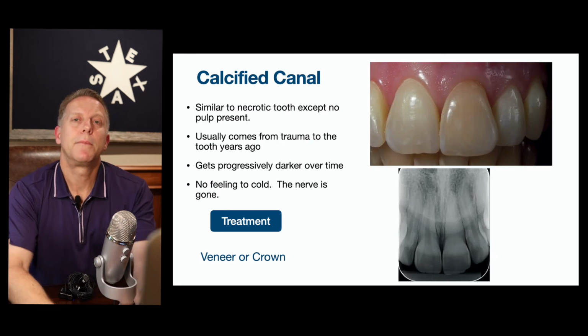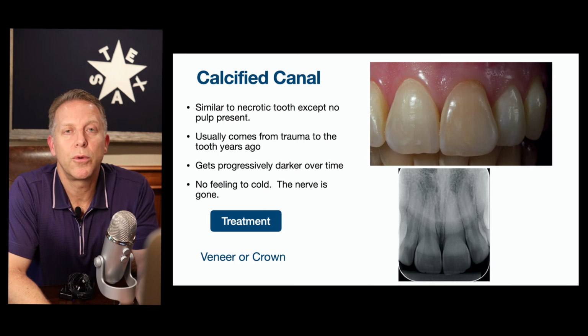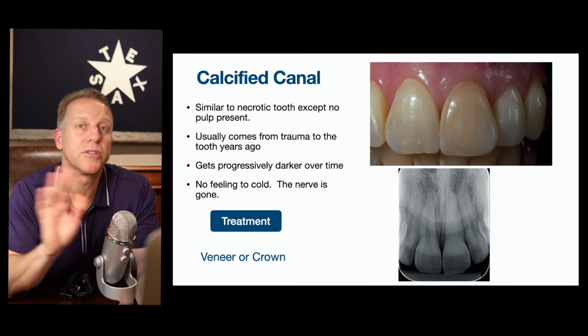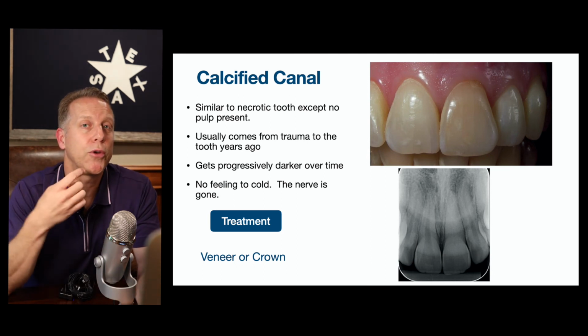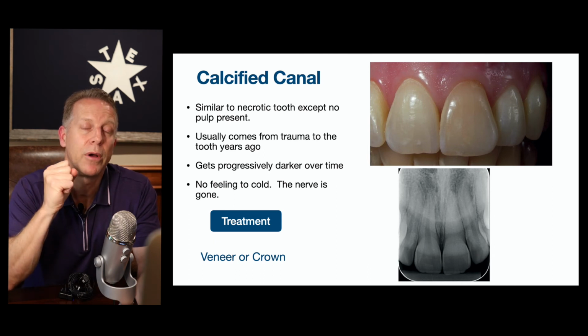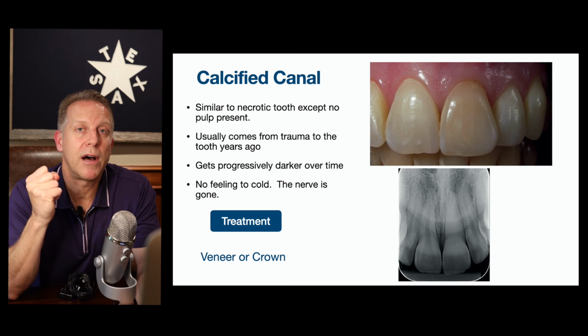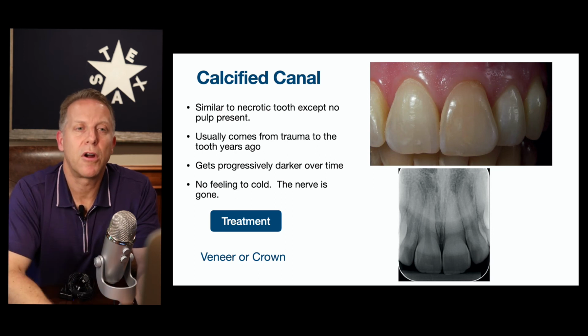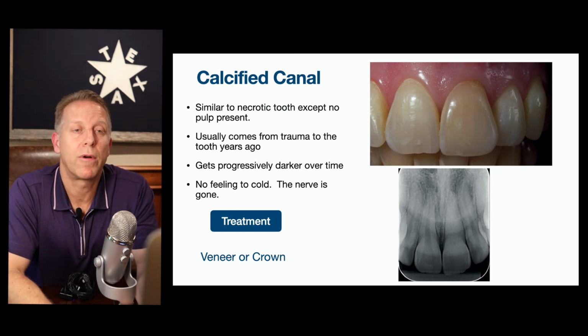Here's another one very similar in appearance to the previous one, but this is due to a calcified canal. That means that the pulp is no longer there, but the little tube, the canal that goes up and down the tooth, has slowly calcified over time, and it's now completely closed off. And as a consequence, the tooth is dark. It usually isn't as dark as a necrotic tooth, but it just seems a little bit different than the other teeth.